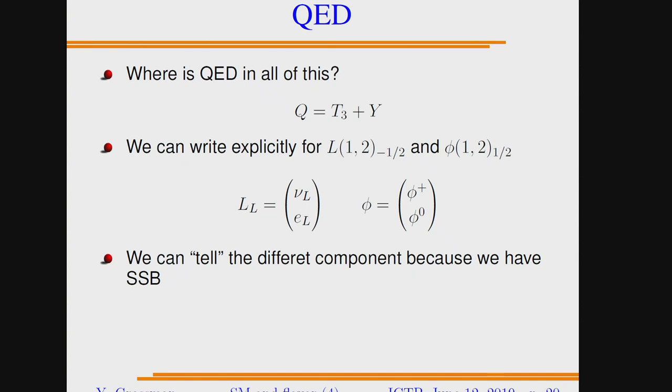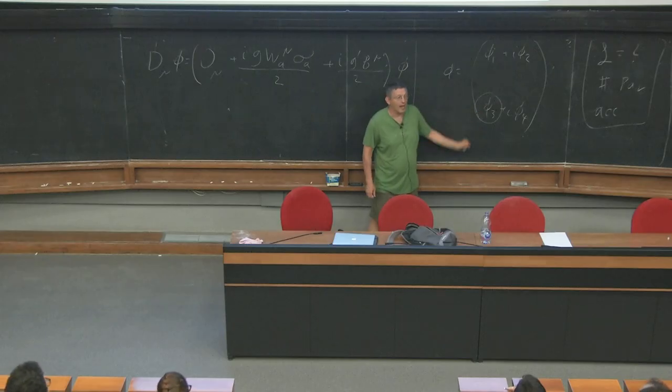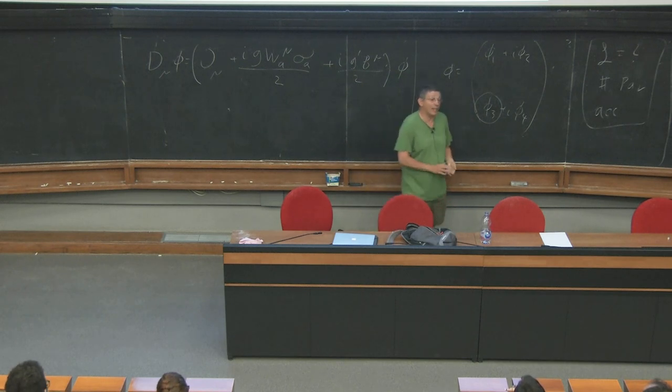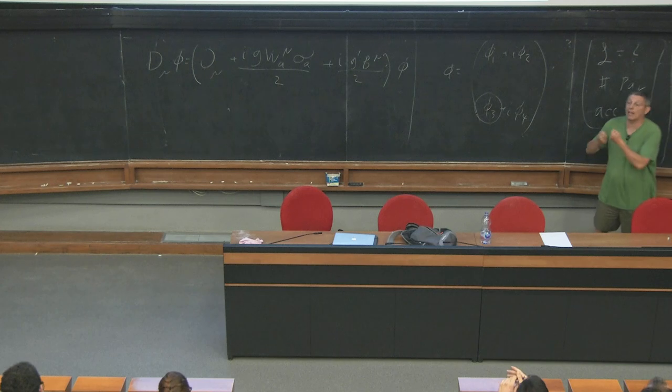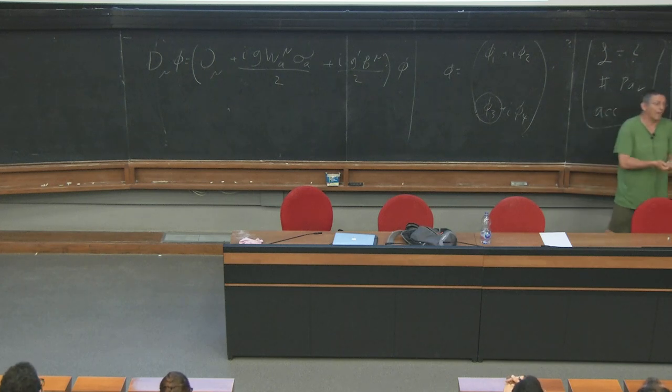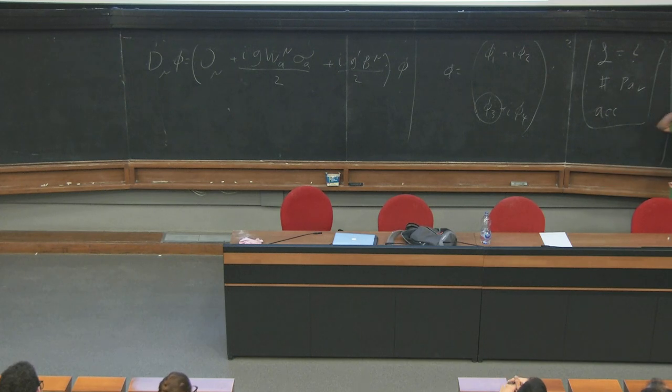So now, when I apply a T3 on a top component, what do I get? I get plus a half. When I apply T3 on a bottom component, what do I have? Minus a half, okay? And then I'm telling you that I define electric charge. Electric charge is defined to be the combination of the eigenvalue of the T3 plus the eigenvalue of Y. And what is the eigenvalue of Y? It's what I gave you. If it's an L, then what is Y of L? It's minus a half, okay?